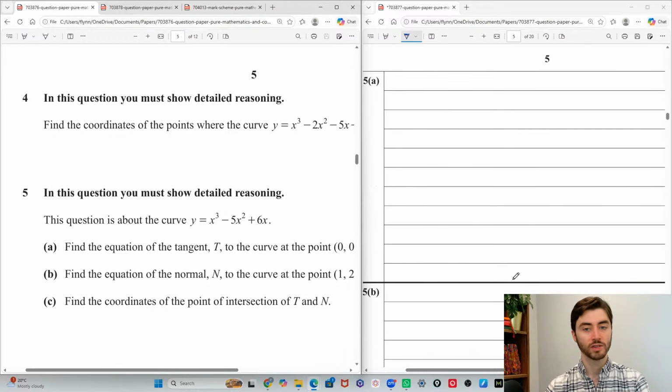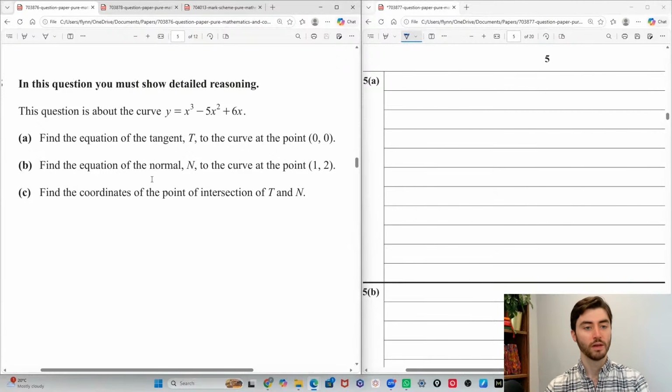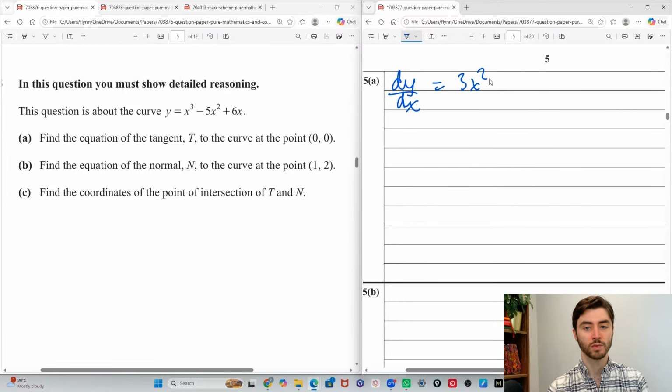All right, question 5. So we have that curve. Find the equation of the tangent. So we've got tangents and normals. This is immediately making me think of differentiation in order to find the gradient. So dy dx is equal to 3x squared minus 10x plus 6.